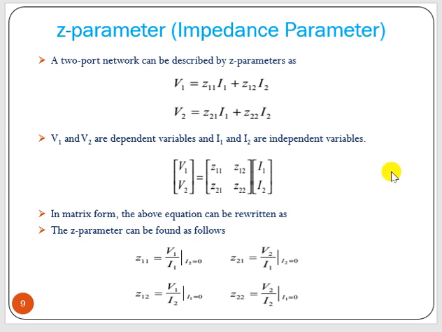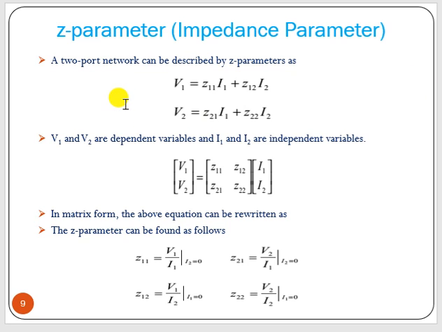Now, there are a total of 6 types of two-port parameters. Those are Z, Y, H, G, transmission line parameter (ABCD), and inverse transmission parameter. Total 6 parameters. First, let us take the example of the Z parameter, which is also called the impedance parameter. Z is the impedance.